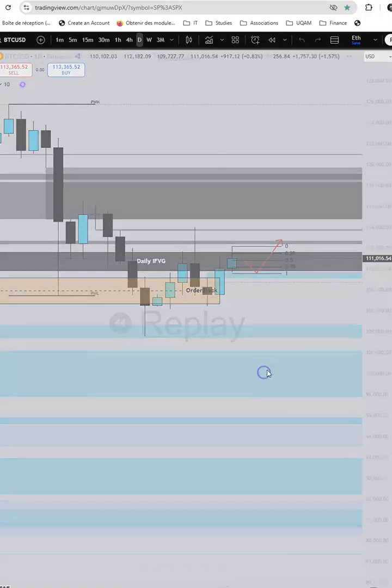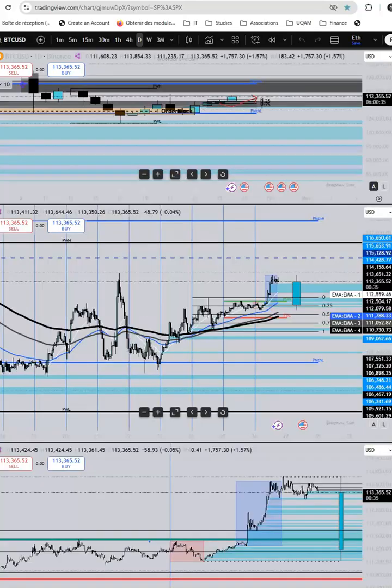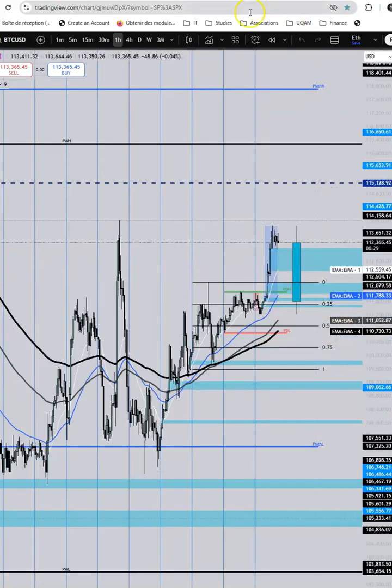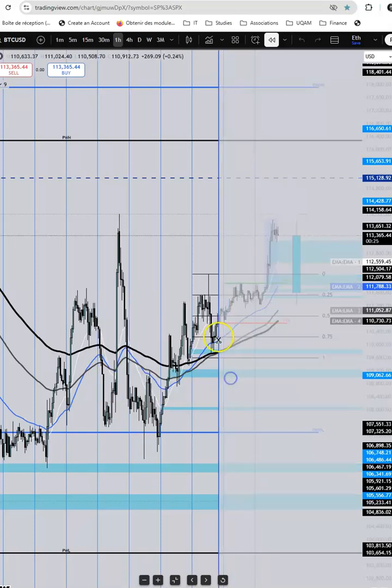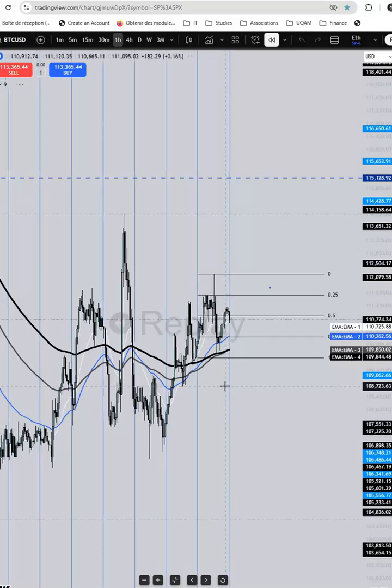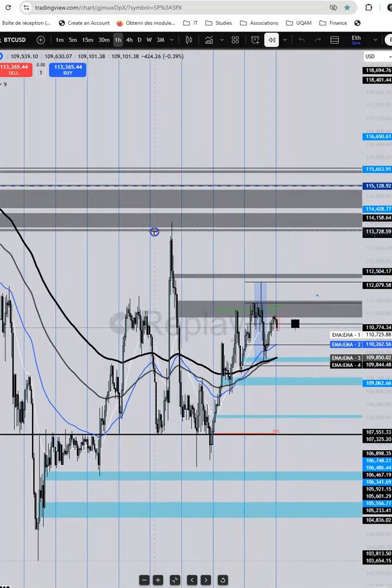Finish with this one. This is the daily chart. We go back to the hourly chart and we increase. We get back. No, start new. So we stopped at Friday. This is the daily chart.